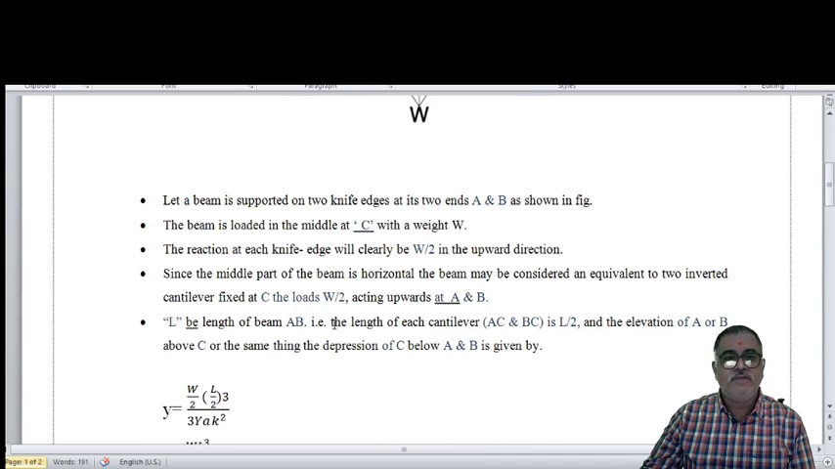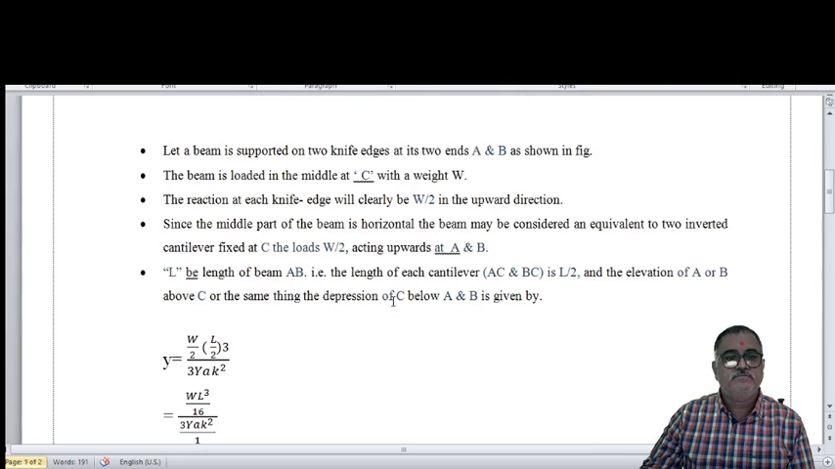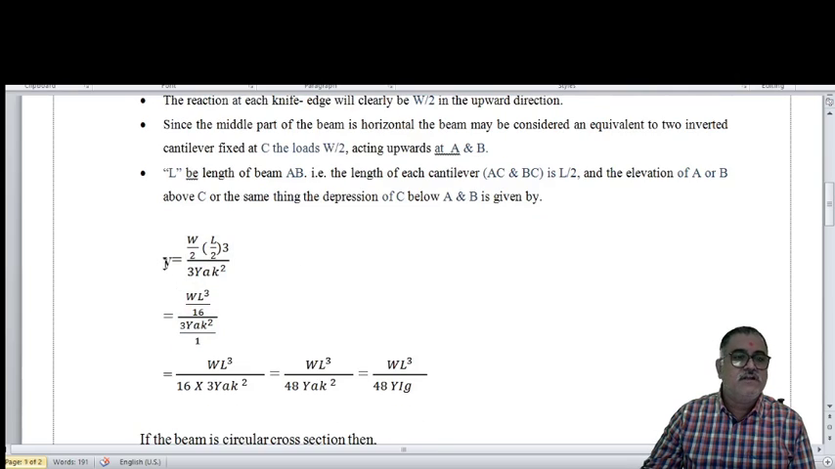Let L be the length of beam AB. The length of each cantilever, AC and BC, is L by 2. The elevation of A or B above C is the same as the depression of C below A and B. It is given by this formula, that is, depression y equals the cantilever formula.